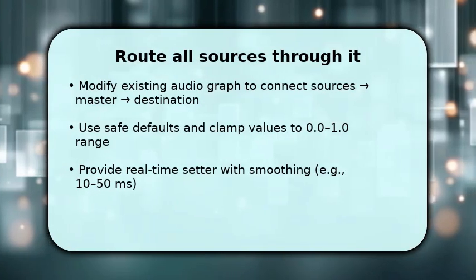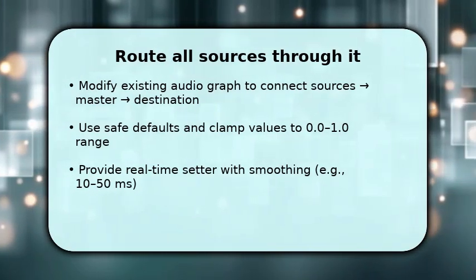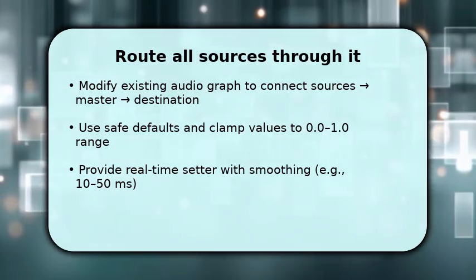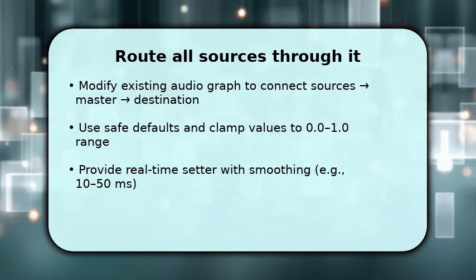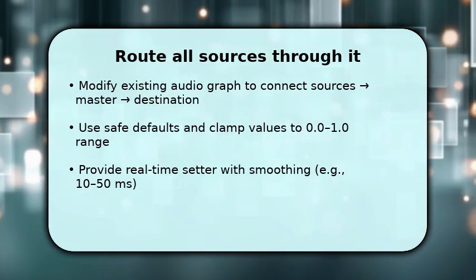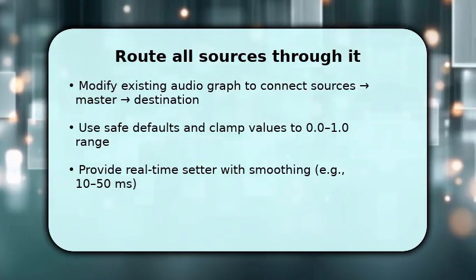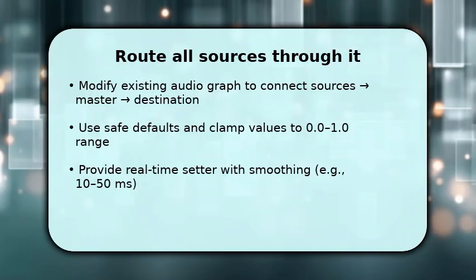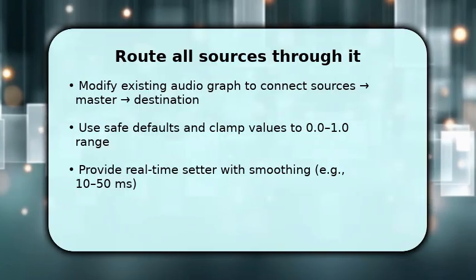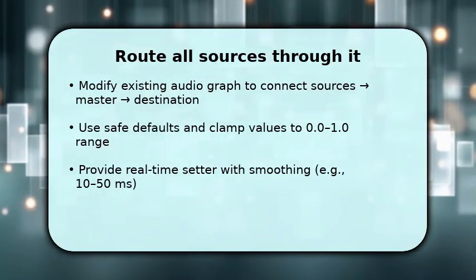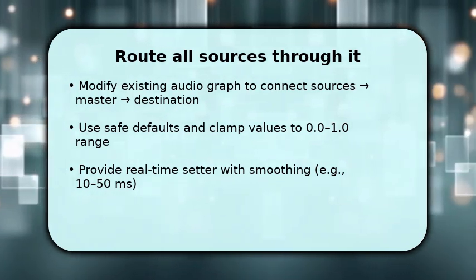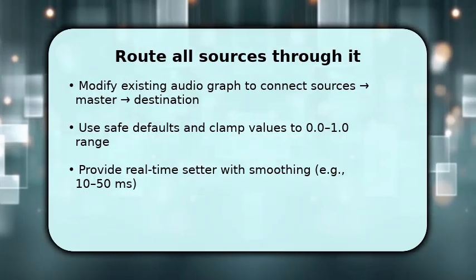Next, update your audio routing so every playback, synth, effect send, or bus outputs into the master node before hitting the device output. When routing, clamp input values between 0 and 1 and implement a short smoothing glide to avoid clicks when changing volume quickly. Once done, replace any direct-to-output connections with references to the master. Make sure new sources automatically register. This step centralizes control, lets you apply global effects, and guarantees predictable level math across the entire application.